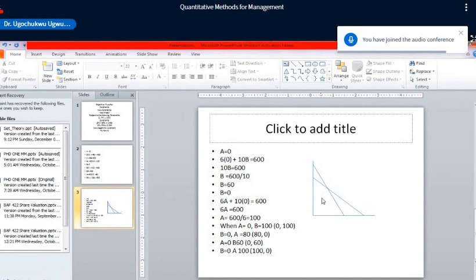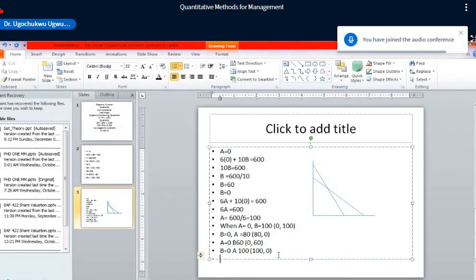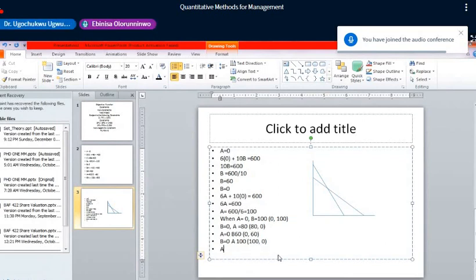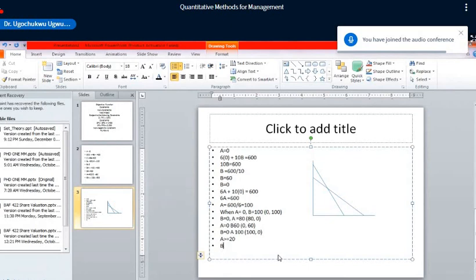Now this point here is known as what? The feasibility region. Now we've not finished plotting the graph, because they also told us that A cannot be less than 20. A can only be greater than or equal to 20, and B also can only be greater than or equal to what? 10. Okay.